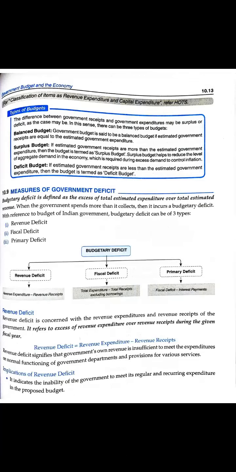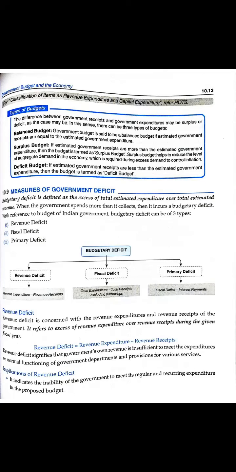If estimated government receipts are more than estimated expenditure, then the budget is termed as what? Surplus budget. Okay, so when our incomes are more than our expenditure, in that case we will call it surplus budget. Okay, I'm talking about the government budget. So here, surplus budget helps to reduce the level of aggregate demand. So what is demand? Already we have discussed the needs of the people. So what about the aggregate demand? The overall requirement of a country during the period of 1 year.